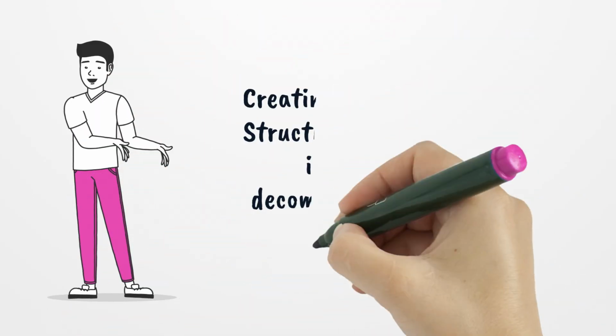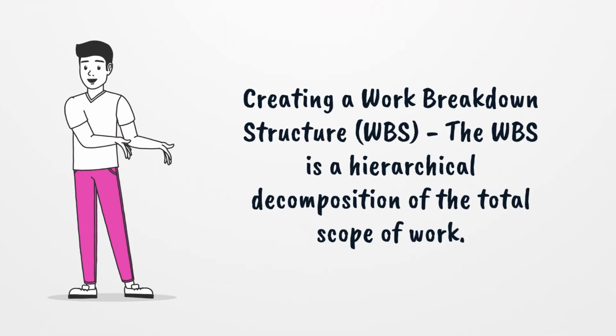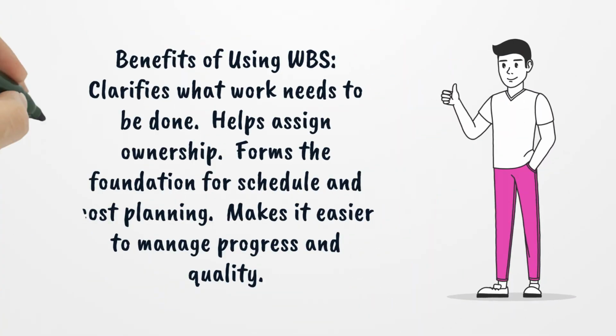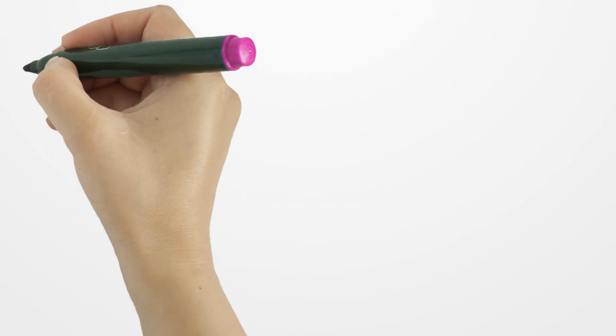Creating a work breakdown structure, WBS. The WBS is a hierarchical decomposition of the total scope of work. Benefits of using WBS. Clarifies what work needs to be done. Helps assign ownership. Forms the foundation for schedule and cost planning. Makes it easier to manage progress and quality.